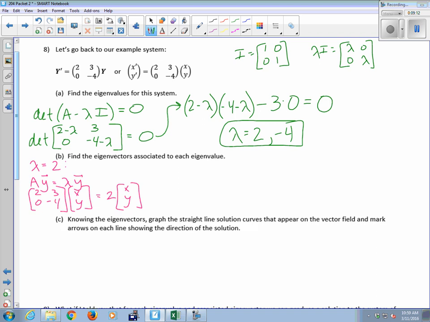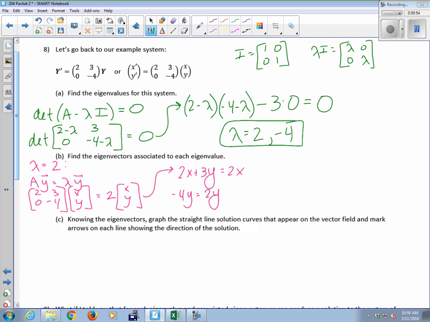I just need to figure out any vector x, y that will make that true. There are going to be an infinite number of vectors x, y that make that true. So the easiest thing for me to do is to translate this to an equation that says 2x plus 3y, since I'm multiplying the matrix times the vector, equals 2x. And then my other equation says negative 4y equals 2y.